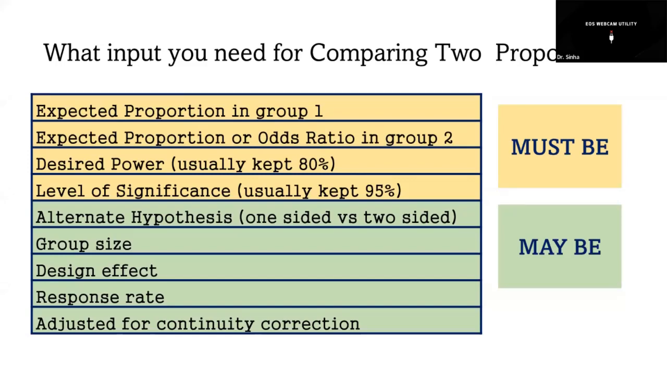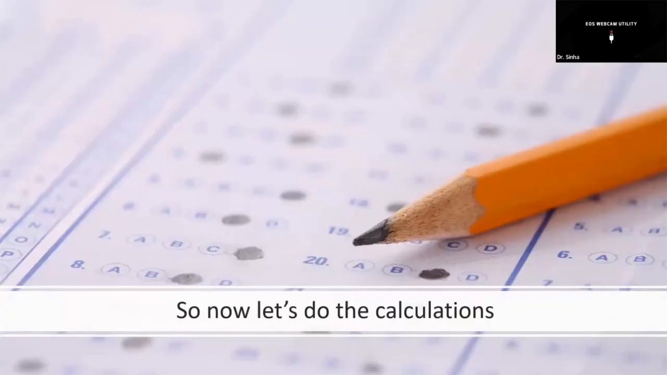So the continuity correction, for now, you always keep this option ticked. We are not going into the detail of why this continuity correction, but for binomial distribution, that means for mean and standard deviation, things like that, we have a normal distribution. But for binomial distribution, we apply this continuity correction. For all practical purposes, you should keep this option checked. So now we will see an example.